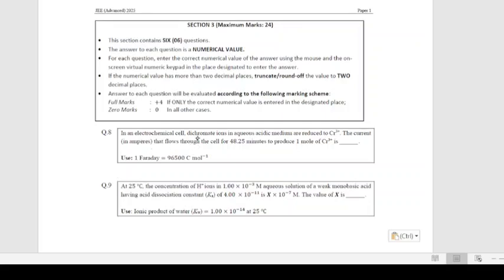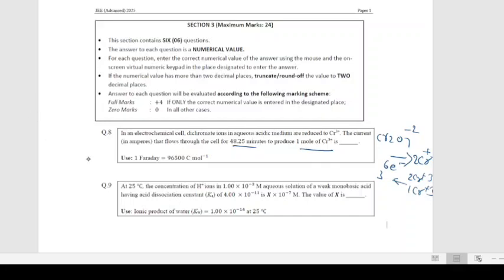Here this is section 3, 8th question. They have given some rules for the mass. You can check. The question is, in an electrochemical cell, dichromate ions in aqueous acidic medium are reduced to Cr+3. Then the current flows for 48.25 minutes. For dichromate ion, 2 Cr+3 will be reduced, right? But we know in this conversion 6 electrons are required. But for 1 mole of Cr+3, we require only 3 moles of electrons.